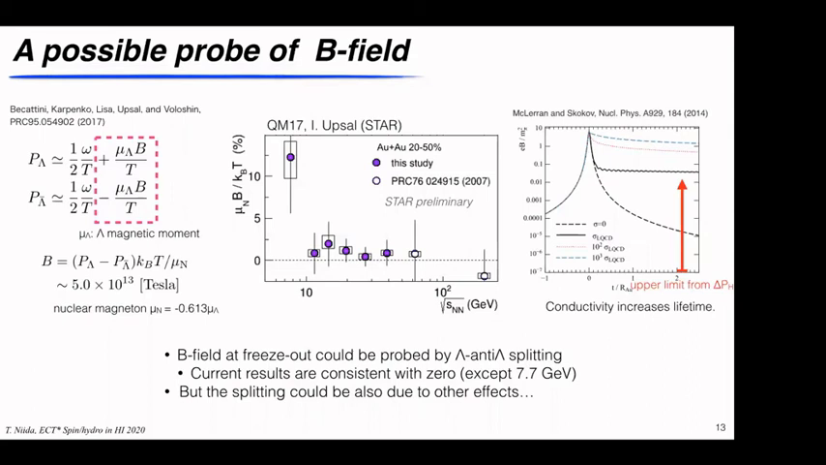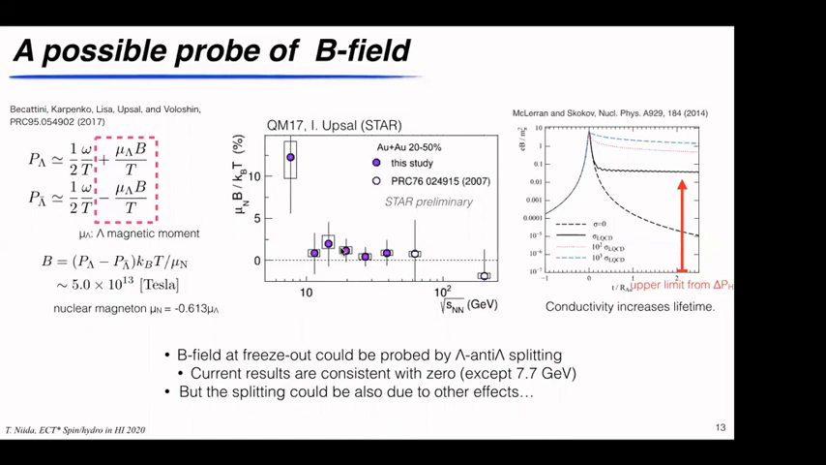So first of all, we need to make sure or measure if indeed we see any difference between lambda and anti-lambda experimentally. That can be done in the beam energy scan program. The analysis is ongoing, and probably in a few years you will see the result.